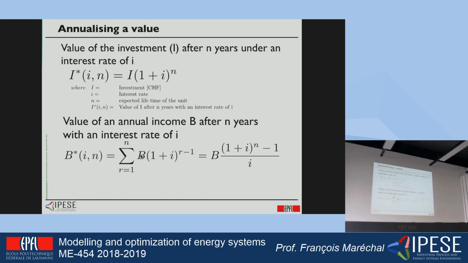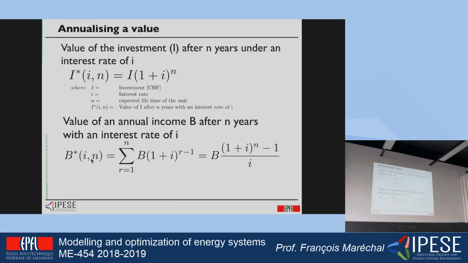So for example, I'm investing in a heat pump at EPFL, and EPFL is going to pay me each year a certain amount of money to be heated. Each year they will give me a certain amount of money, and as soon as they give me the money back, I'm placing this money in the bank, and it is going to make some interest. So meaning that at the end of the n years, the profit will be this one.